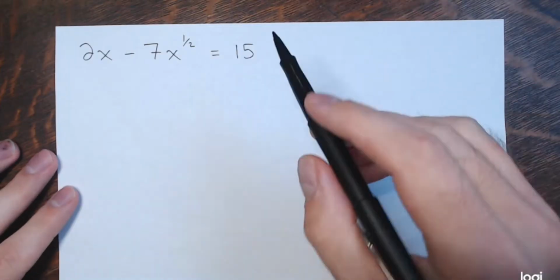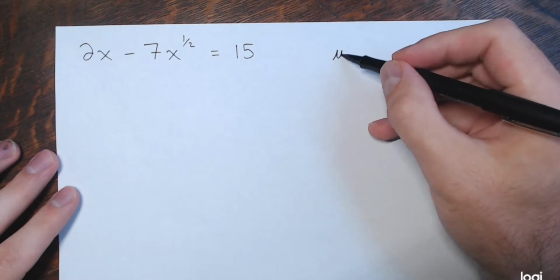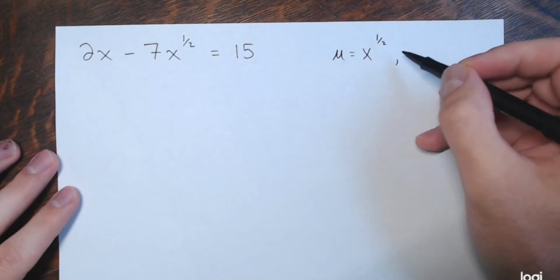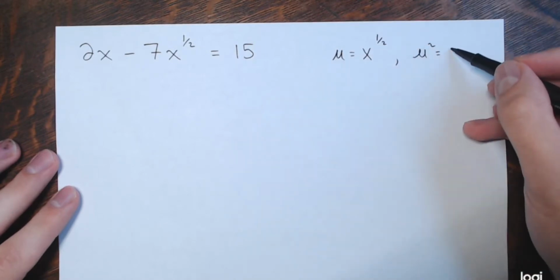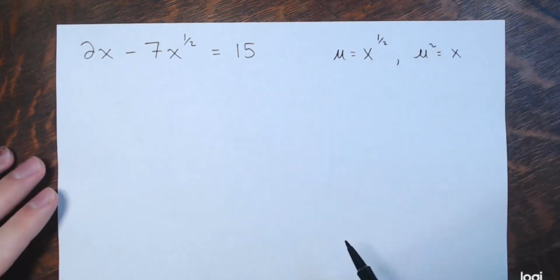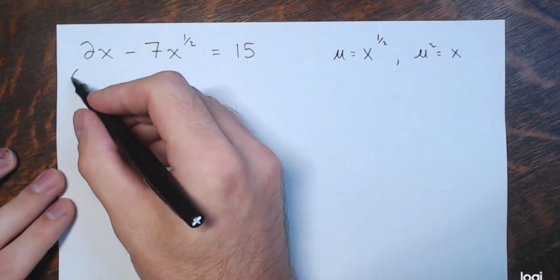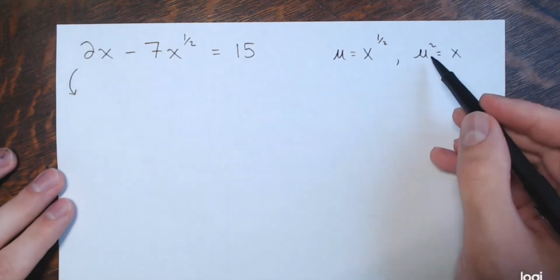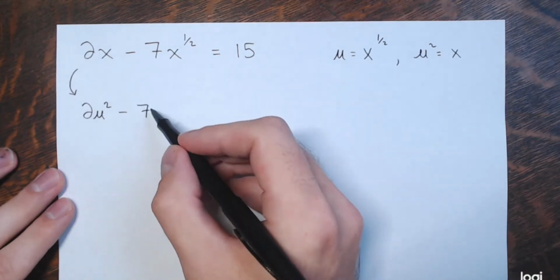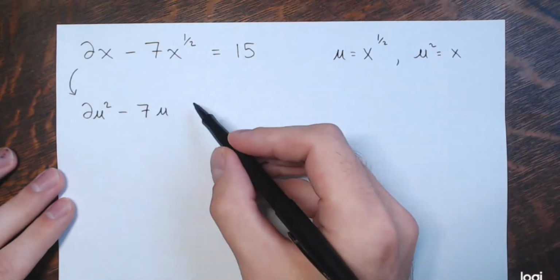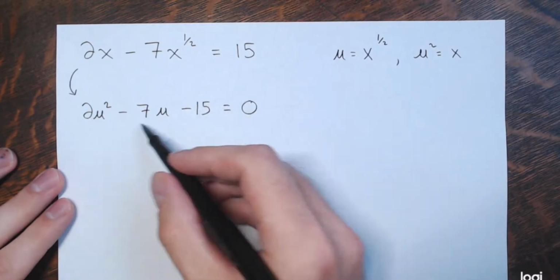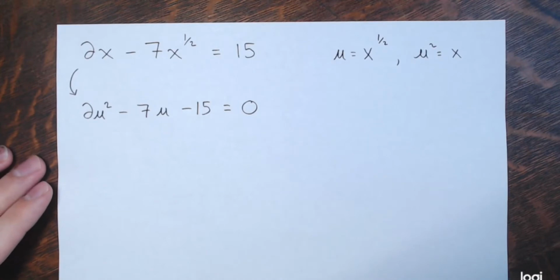Alright, so I hope you can see the substitution here. I would make would be let u be x to the half, right? Because then u squared would just be x. X to the half squared would be x to the first. So making those substitutions, 2 times x would be 2 times u squared minus 7 times x to the half would be 7 times u. And then I'd subtract 15 to get everything to one side, 0 on the other, and get a quadratic equation in standard form.